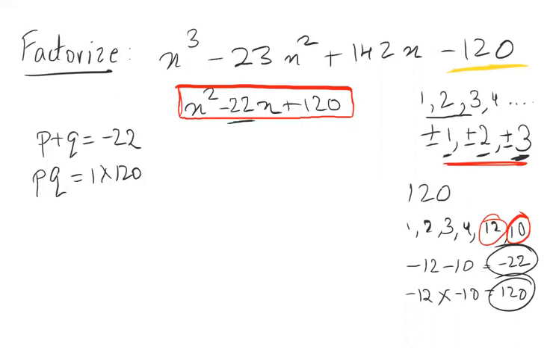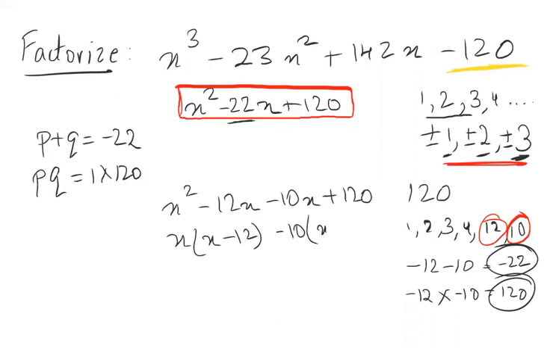So we can take it as minus 12 and minus 10. So I will just substitute it. x squared minus 12x minus 10x plus 120. x common, x minus 12, minus 10 common, x minus 12. Remember to be careful of the signs. x minus 10, we took x minus 12 common. Yes, but the answer does not stop here.